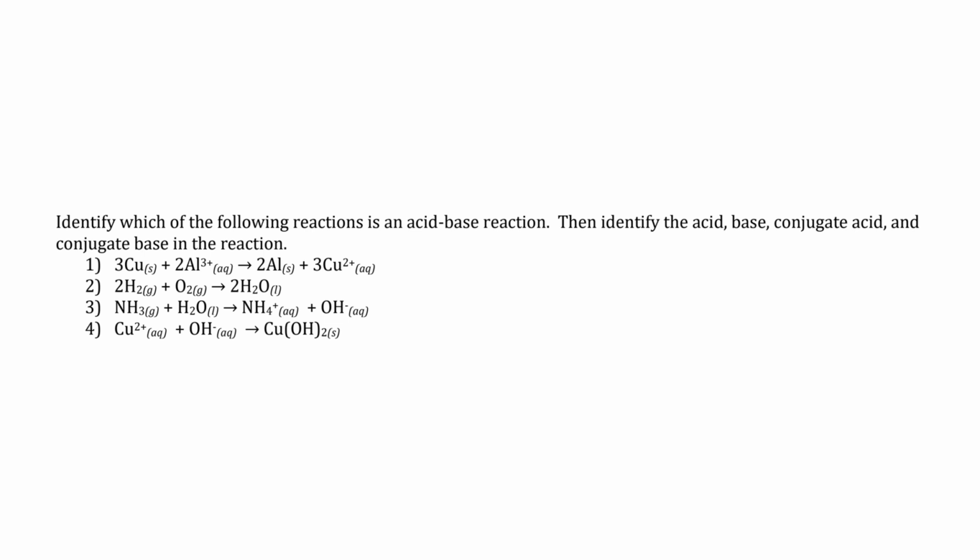Identify which of the following is an acid-base reaction, then identify the acid, base, conjugate acid, and conjugate base in the reaction. So we have copper plus aluminum ion produces solid aluminum and copper 2+. We have H2 plus O2 making H2O. We have ammonia plus water produces ammonium ion and hydroxide ion. And then Cu2+ plus hydroxide ion forms copper(II) hydroxide. So which of these is considered the acid-base reaction?